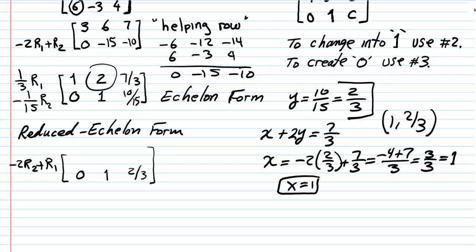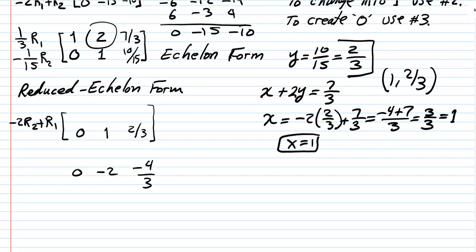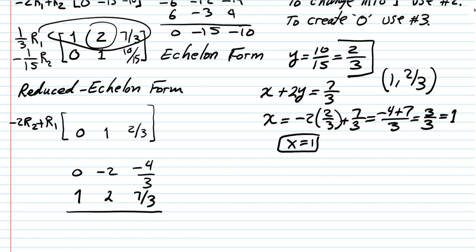-2 times the second row, that's -2 times every one of these. So that's going to be 0, -2. -2 times 2/3 is -4/3. Okay. We're going to add it to the existing first row. Existing first row is this row. All right. And that row is 1, 2, 7/3. We're going to add them. So we're going to get 1, 0. 7/3 minus 4/3 is 1. So this becomes 1, 0, 1.